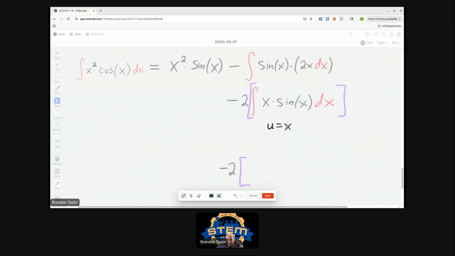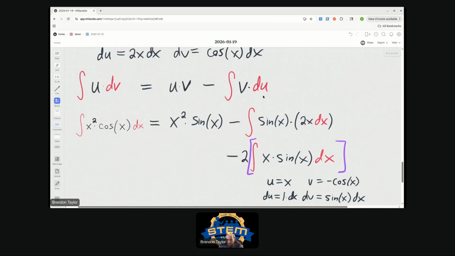That's u, so x now, and then dv is the rest. So sine of x dx. V would equal the integral of sine, which is actually negative cosine. The derivative of x is just 1, so du equals 1 dx. And now you do another round with that formula: uv minus integral v du.